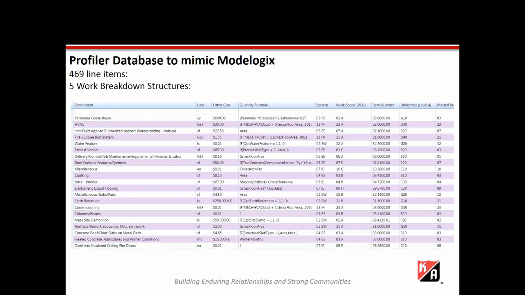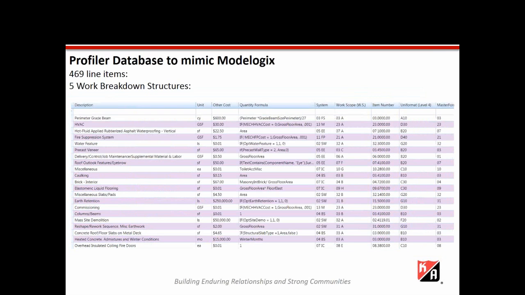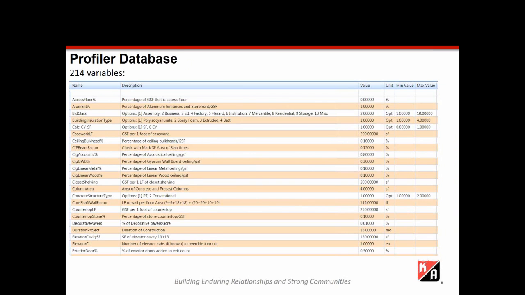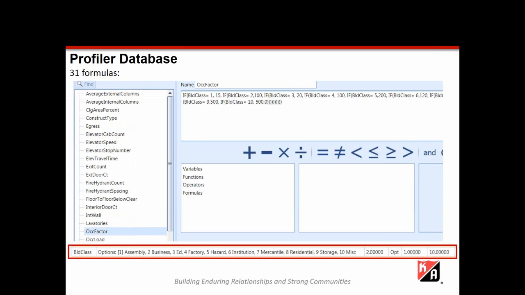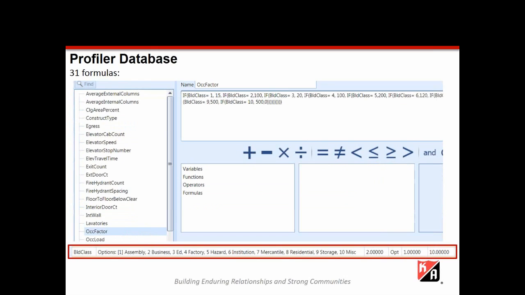So that's where we started, building in formulas that were dependent on a lot of variables. We have 214 variables that are used in these formulas for the line items, and we also created some formulas that are then in the formulas. So we have 214 variables and 31 formulas. I don't know what everybody else has, but that's a lot of variables to have to be changing every time you start a new building.